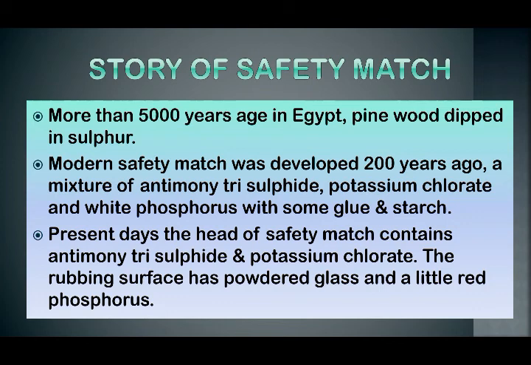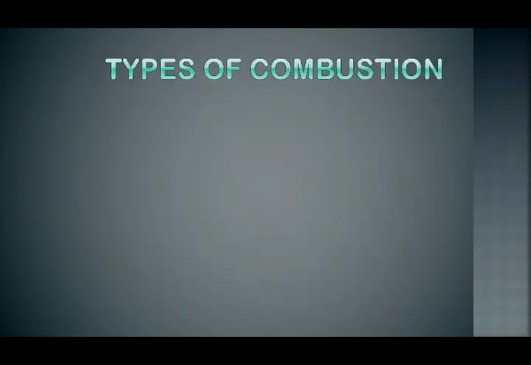When the match is struck against the rubbing surface, some of the red phosphorus gets converted into white phosphorus. This immediately reacts with potassium chlorate present on the head of the matchstick and produces enough heat to ignite the antimony trisulfide and start the combustion process, which can be used to light a candle or a burner. Students, now let's see the different types of combustion.